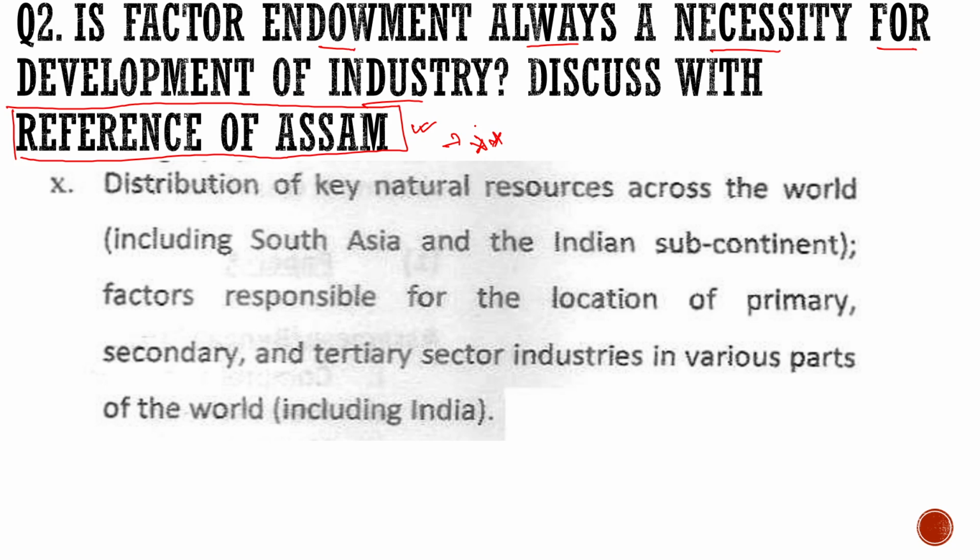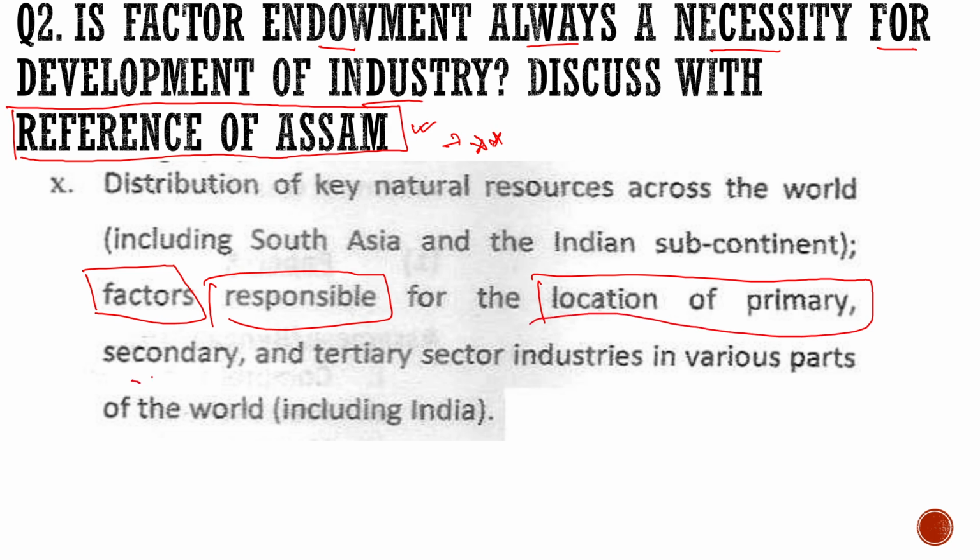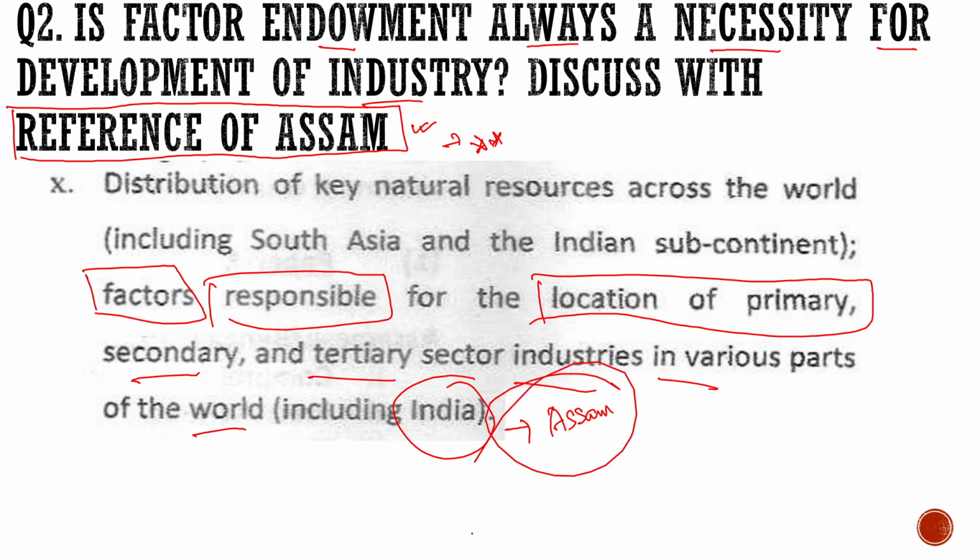Now, if you look closely at the syllabus, you will find factors responsible for the location of primary, secondary and tertiary industries in various parts of the world, including India. But here you have to include Assam. Okay. Now let's see this question.